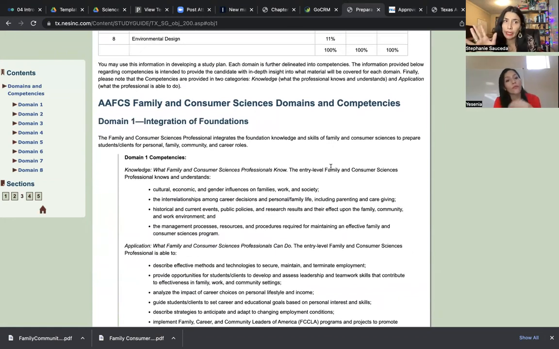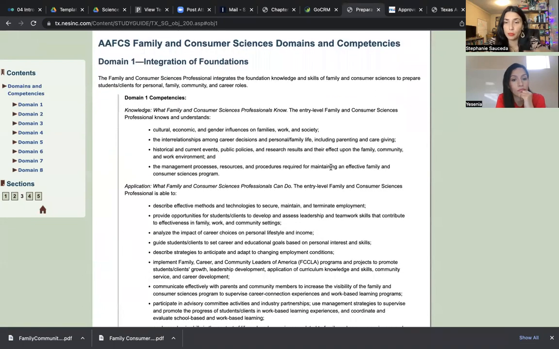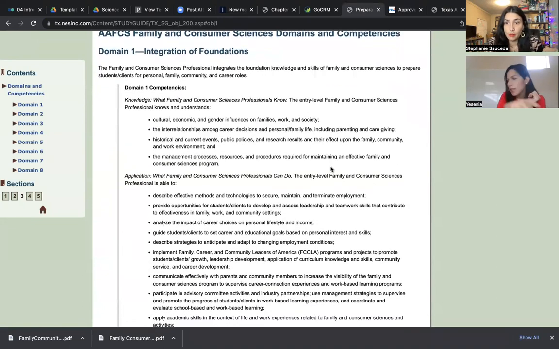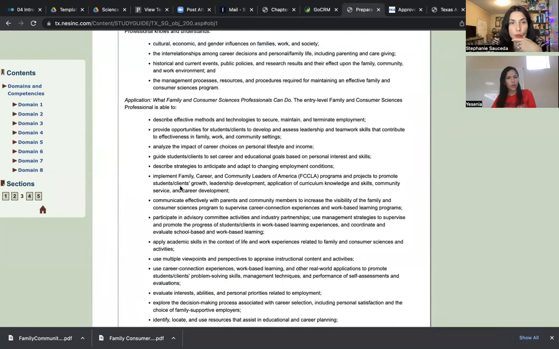But utilize this document here. I don't know if you have this printed out. Yes, I have it here. Okay, because mine is watered down, a little less in depth than what the state has, the state standards. So make sure you are familiar with all of this. The family, career, and community leader programs and projects, familiarize yourself with that.